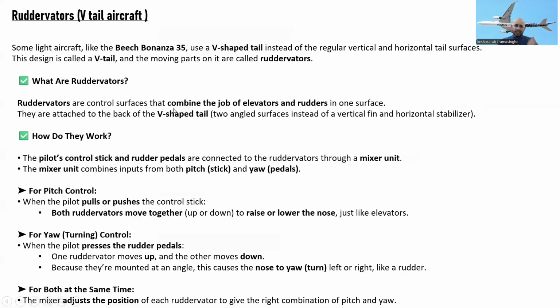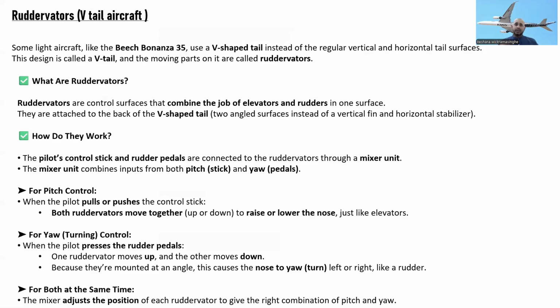So what are ruddervators? Ruddervators are control surfaces that combine the job of elevators and rudders in one surface, and they are attached to the back of the V-shaped tail, two angled surfaces instead of a vertical fin and horizontal stabilizer. And how do they work? The pilot controls them with the stick and rudder pedals.